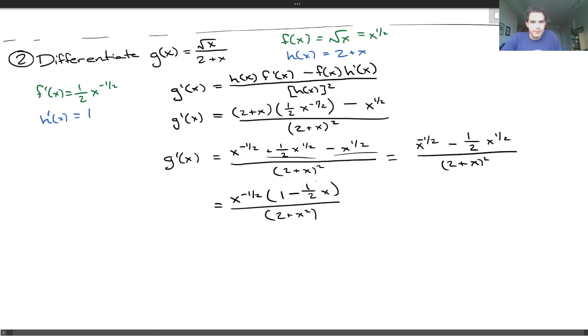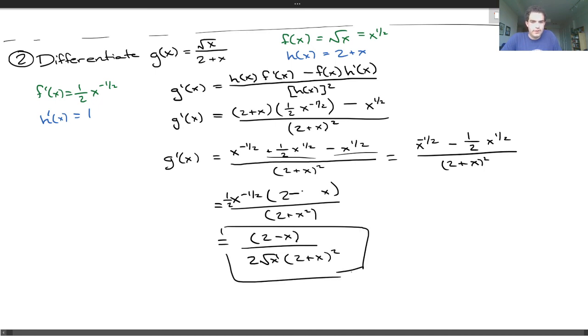Maybe it'd be even nicer to make this into a 1, make this into a 2, and factor out the 1/2 as well. And then we really don't have any compound fractions. We just get a 2 minus x over 2 square root of x, 2 plus x squared. And that is our final answer.